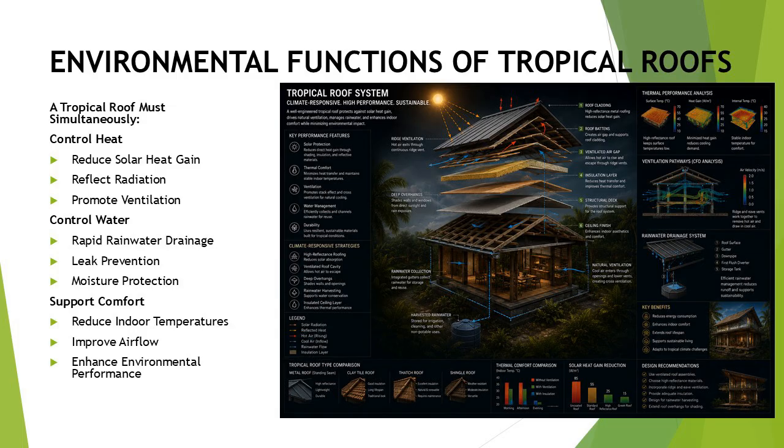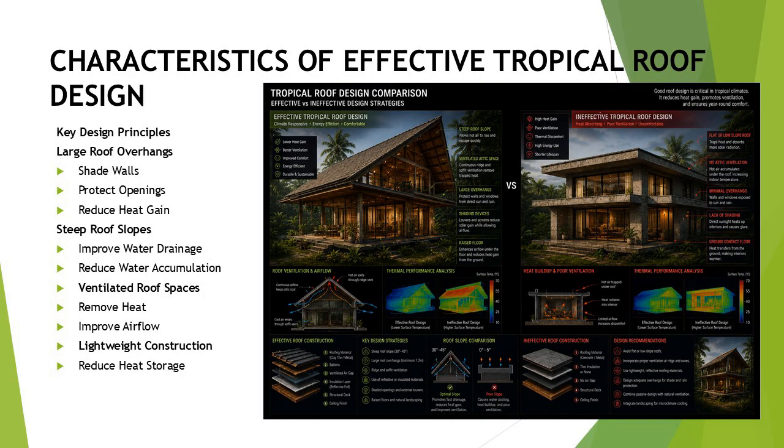Modern architects often focus heavily on appearance while neglecting environmental performance. However, the best tropical roofs combine aesthetics and environmental intelligence. Throughout history, tropical architecture evolved several highly effective roof design principles. The first is large roof overhangs. Overhangs protect walls from both sunlight and rain. These seemingly simple features dramatically improve building performance.